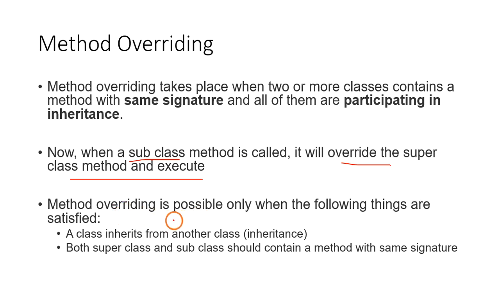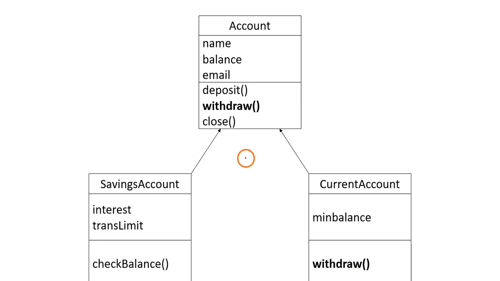Finally, method overriding is possible only under certain conditions. What are the prerequisites that should be satisfied? There should be inheritance, and both the superclass and subclass should contain a method with the same signature.